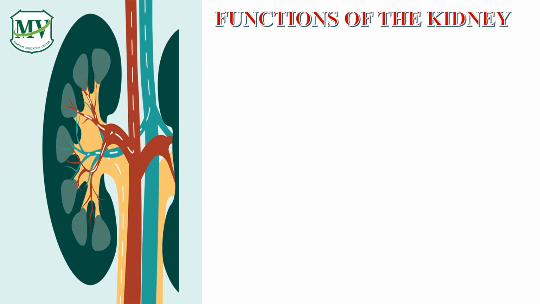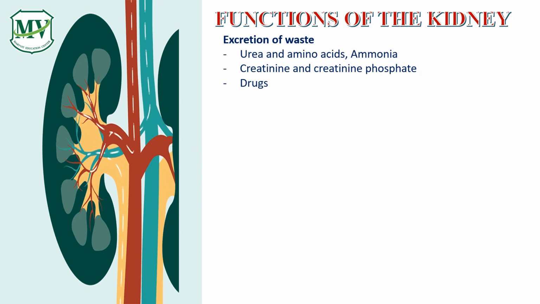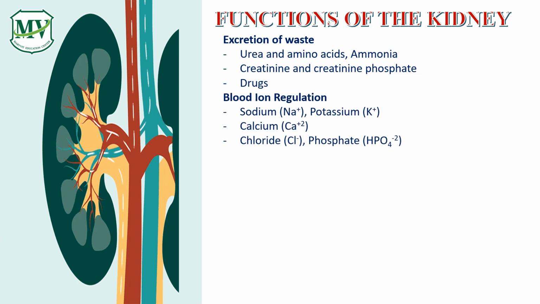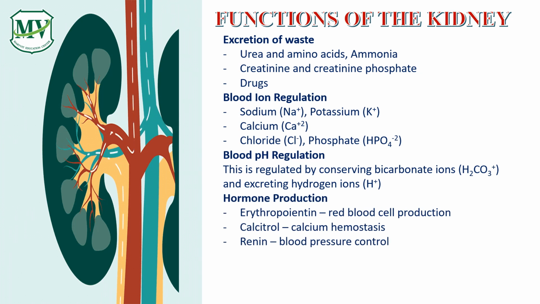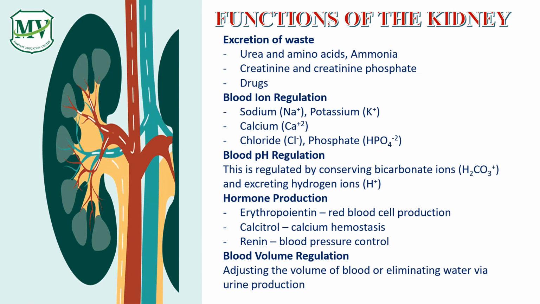We have here a summary of the functions of our kidney. First function is the excretion of wastes. Second is the blood ion regulation. Third is blood pH regulation. The fourth is hormone production. And the last is the blood volume regulation.